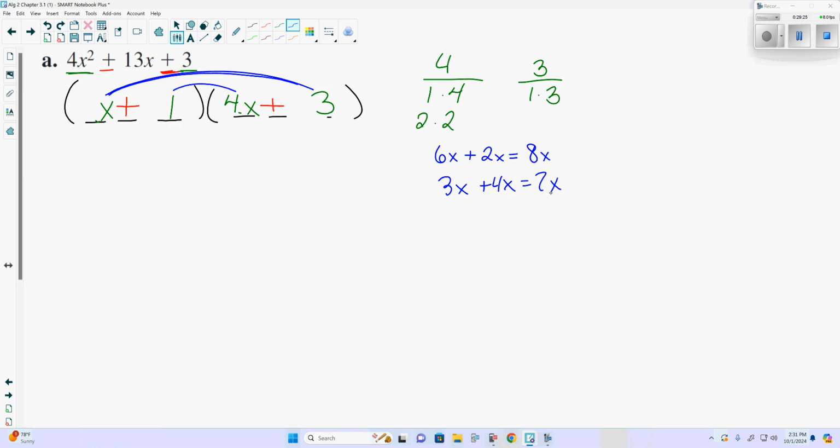What do we want to switch this time? Yeah, we can switch the 4 and 1. 4x and 1. We can check it again. 4x times 3 is 12x. 1 times x is x, and 12x plus x is indeed 13x. Questions on this here?